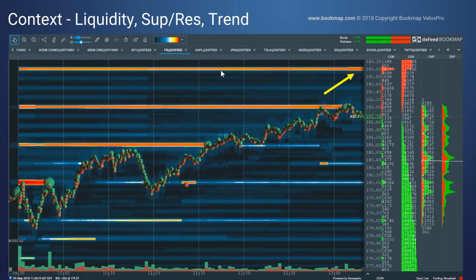You'll see it. To be honest, it's not the best example. There are many others out there. You'll see it all the time. Target is going to be this 183, ultimately, and that did trade. Very, very high liquidity, 68,000 shares up there.